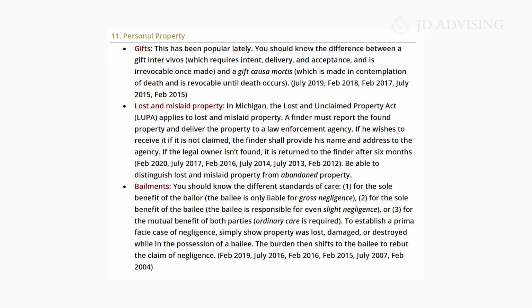Again, the key with personal property, like the key with most of these, is to review recent essays so that you know what could be coming up, you know how things are tested, and you're familiar with how the board tests things. Because not every single essay will be predictable. You'll see some things that will surprise you on the Michigan bar exam, but you'll also see some things that shouldn't surprise you. And personal property is usually one of those subjects that don't surprise many people in terms of how it is tested.